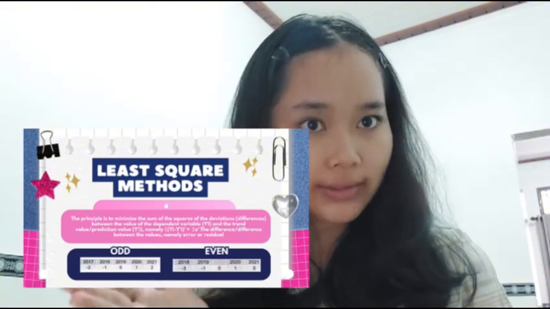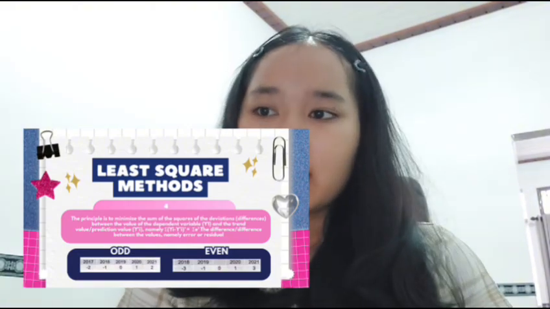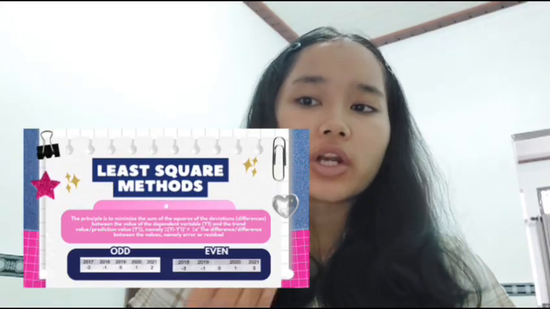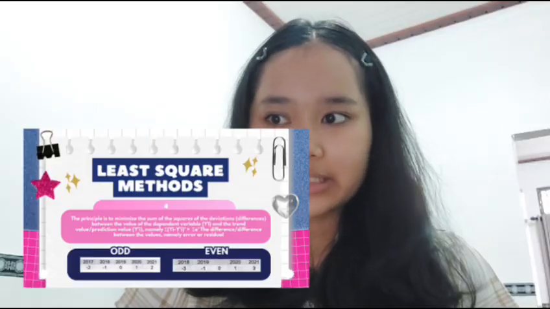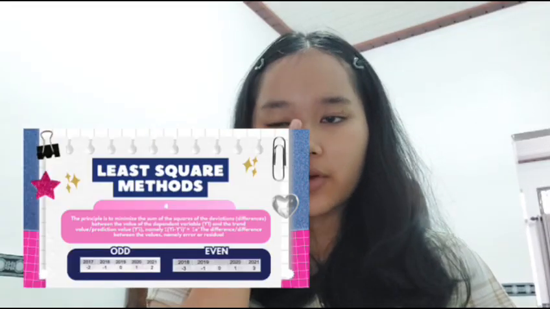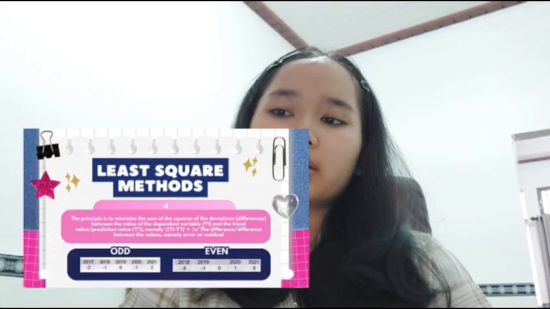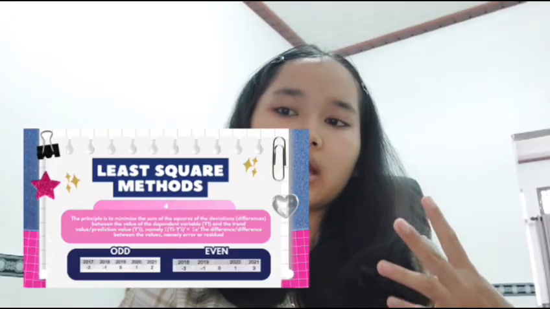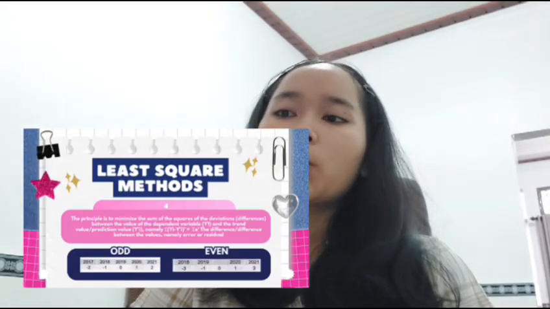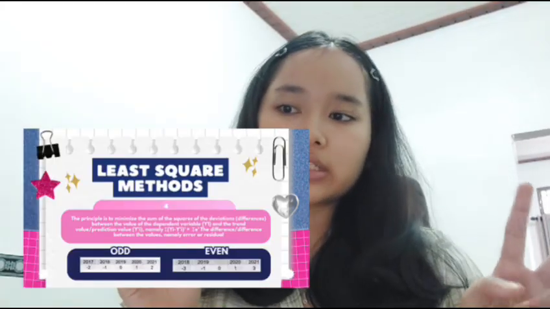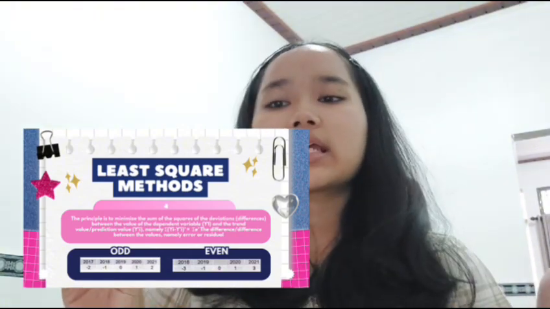Okay, the next is the least squares method. What is the least squares method? The principle is to minimize the sum total of the squares of the deviations, or the differences, between the value of the dependent variable and the trend value, namely the error or residual. To use the least squares method, we need to split it into two categories: odd data and even data.